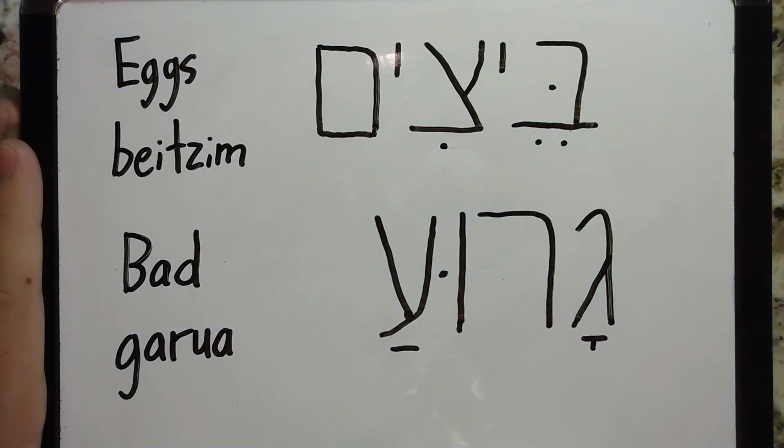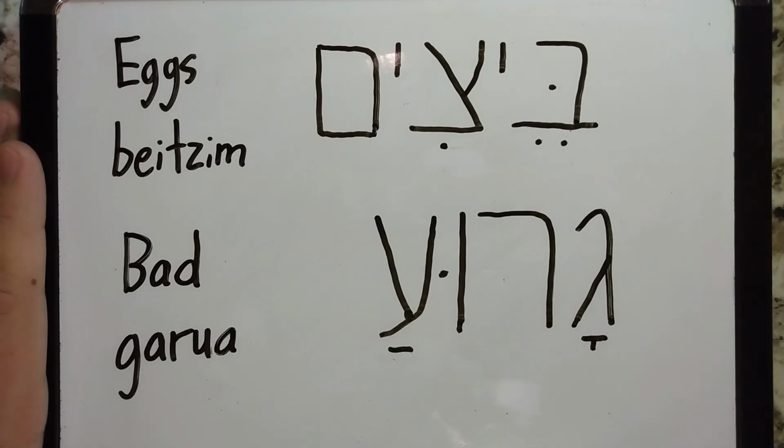Not only that, but beitzim is actually a feminine noun, despite its im ending, which is usually used with masculine plural nouns. In Hebrew, it's very common for nouns to have an ending that does not match their gender. However, the adjective that is describing it will have an ending that matches its gender and number. So, to make garua feminine plural to match beitzim, which is a feminine plural noun, we will need to add an ot ending. But before we do that, there are a couple other things we need to do.